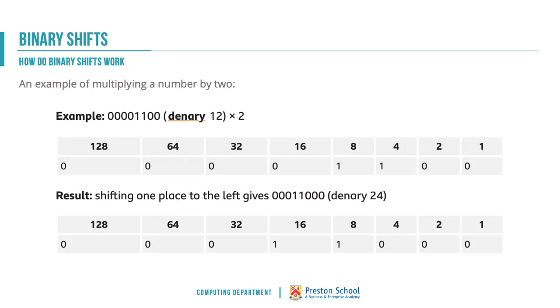So let's look at our first example. We're going to look at multiplying the denary number 12 by 2. 12 is 00001100 in binary. All we need to do is move every number 1 to the left. The top row is the original question, and the bottom row is the answer. You'll notice that every bit has moved 1 to the left, and a 0 has been placed in the 1 column.